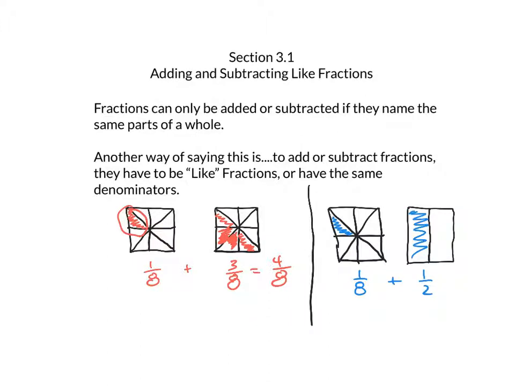Now I could do some manipulation, and we'll talk about that in the next section, but I cannot just add up 1/8 plus 1/2. Sometimes I see people that have 1/8 plus 1/2, and they say, well, that answer is 2/10 because they're adding these up and they're adding these up. You cannot do that. In order to add fractions together or subtract fractions, they have to have the same denominators.